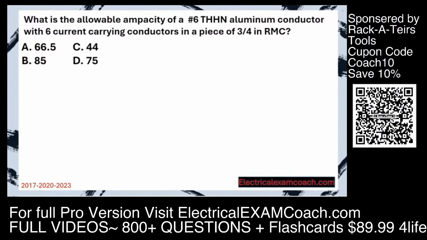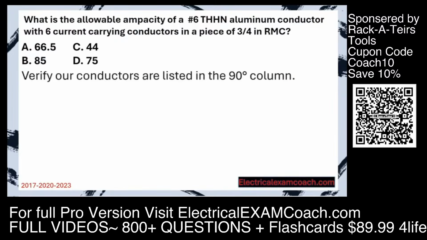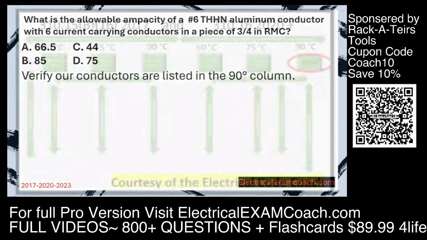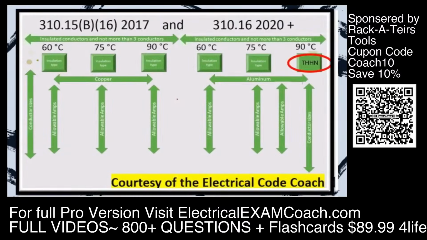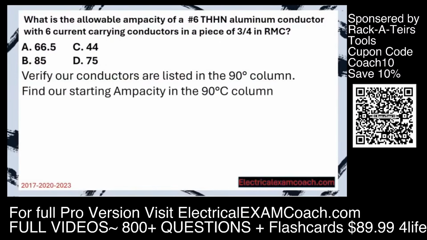What is the allowable ampacity of a number 6 THHN aluminum conductor with 6 current carrying conductors in a piece of 3/4 inch EMT? Step 1, we're going to verify that our conductors are listed in the 90-degree C column. We head there now, but we're on the aluminum side because the question requested aluminum conductors. And we find that THHN is there. Now we find our starting ampacity in the 90-degree C column.